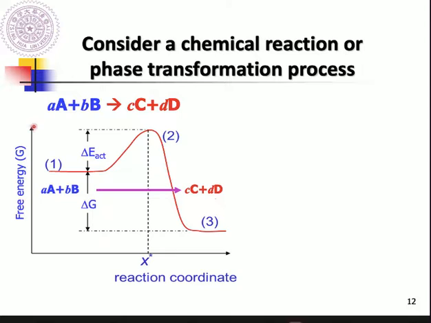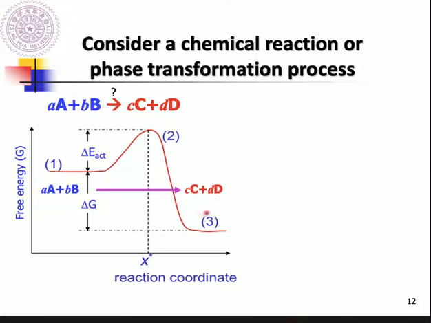So if you draw the diagram of free energy versus the reaction coordinate, then you can divide it into 3 stages. The first stage is the reactants, so you just simply sum up the free energy of A and B, and as long as it can overcome this energy barrier or activation energy, then you can produce the products C and D. And based on this diagram, we can have some idea about the reaction direction.